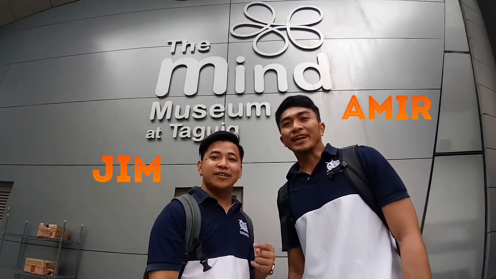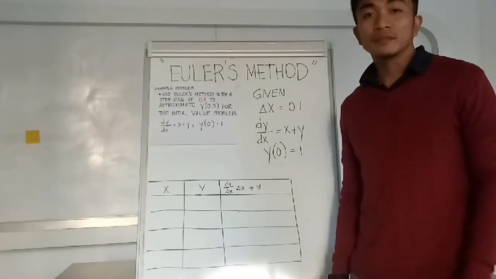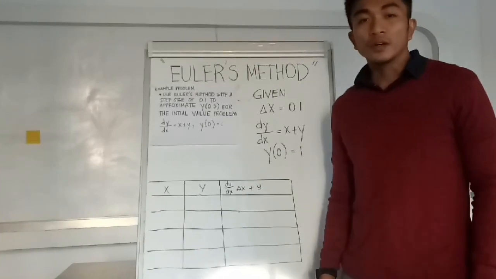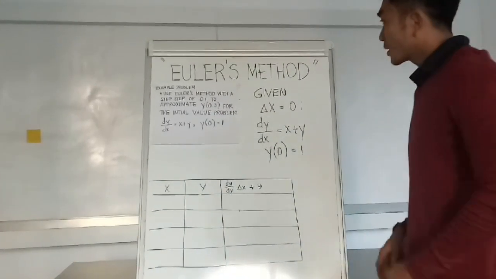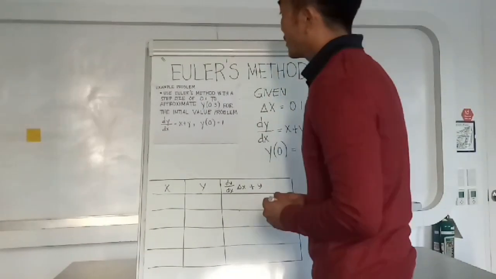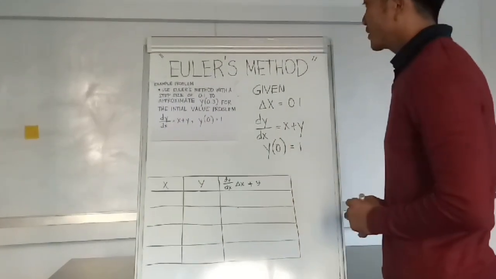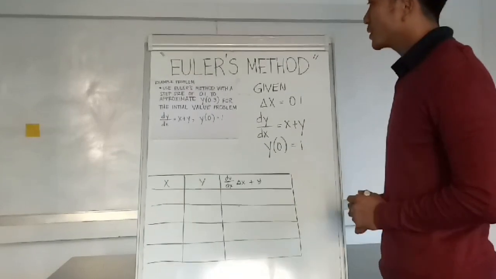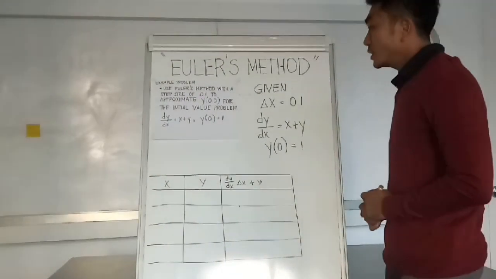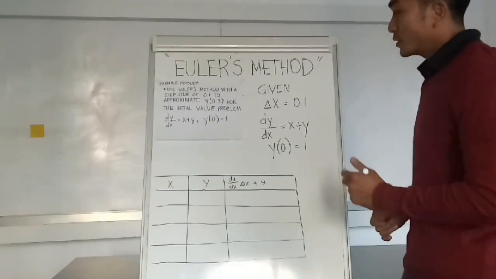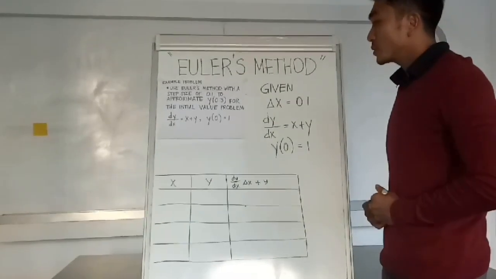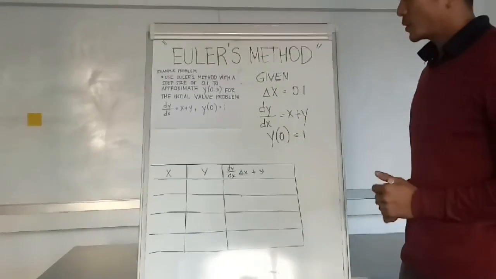In this video, we're gonna talk about Euler's method. Here's another way of solving a differential equation with Euler's method, by using table form. We have an example problem: use Euler's method with a step size of 0.1 to approximate y(0.3) for the initial value problem dy/dx = x + y, y(0) = 1.